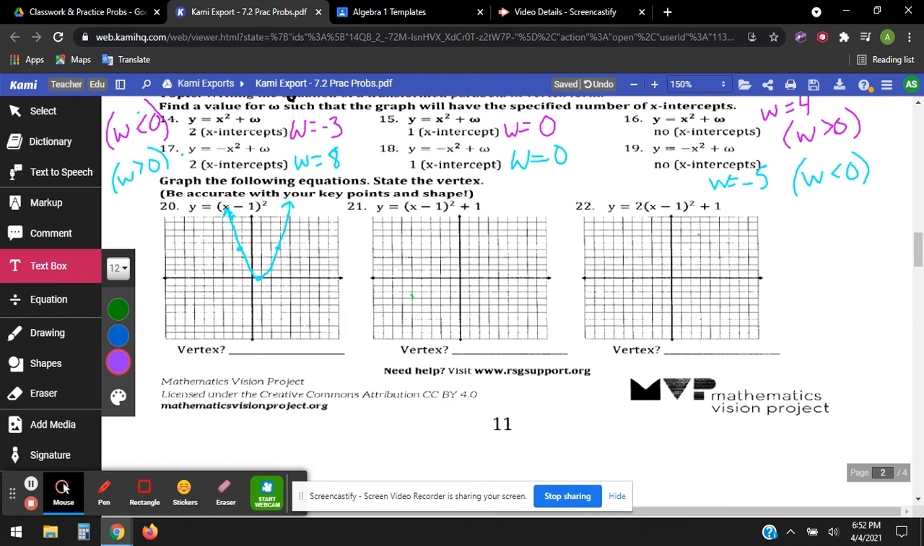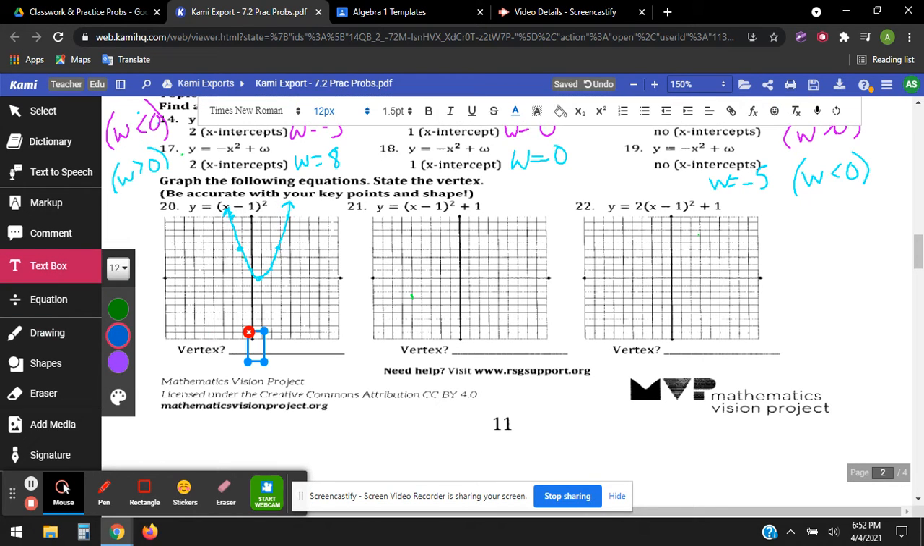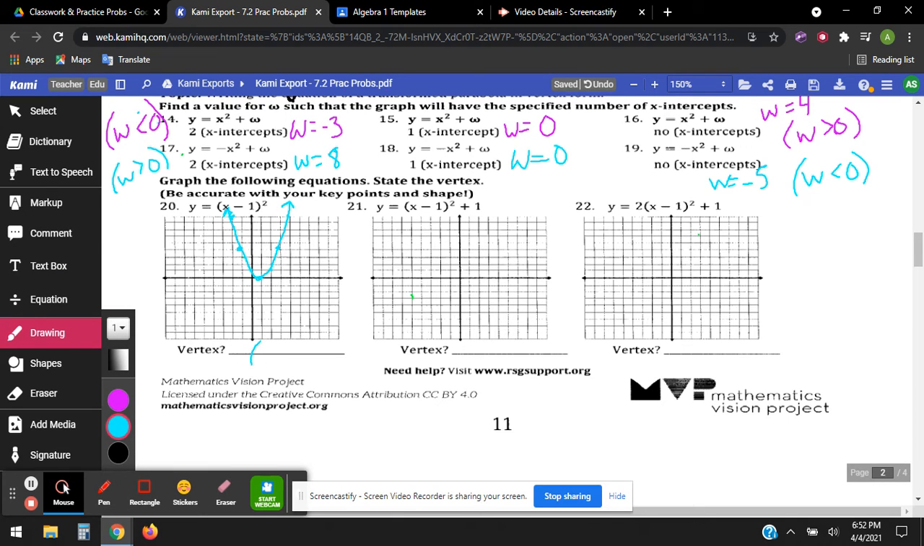So my vertex, oh, you know what? We're just going to write it. Vertex is 1, comma 0. Okay. This time I'm actually going to write my vertex first because I can look at my equation and figure out my vertex. Here I'm subtracting 1, so 1 is my x coordinate, and I'm adding 1 on the end, so 1 is my y coordinate. So if I go to 1, comma 1, that should be my vertex.